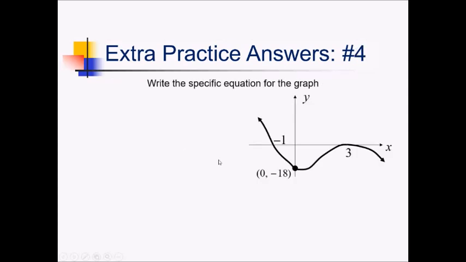On this problem, we're being asked to write the specific equation for this polynomial graph. So we're going to start with a possible equation, and then we're going to use this point at 0, negative 18 to narrow things down a little bit more. But I'm going to start with something that has an a out in front, just to represent a mystery constant that we have to find.